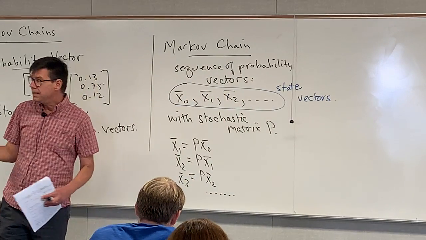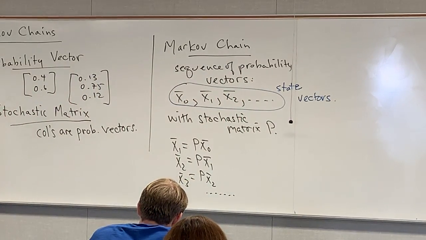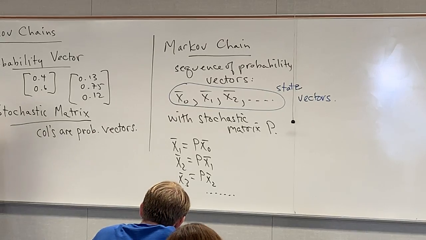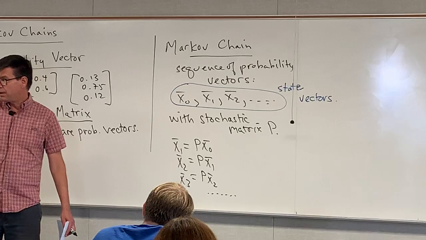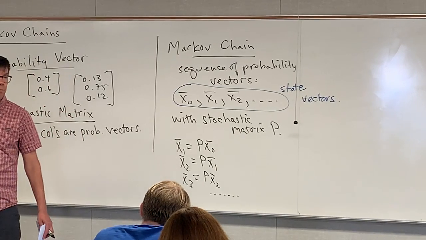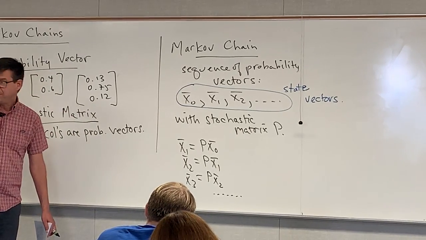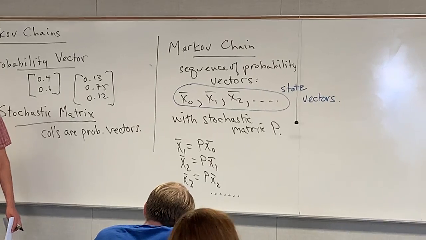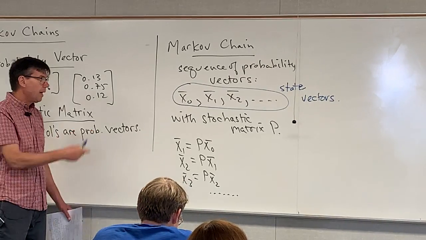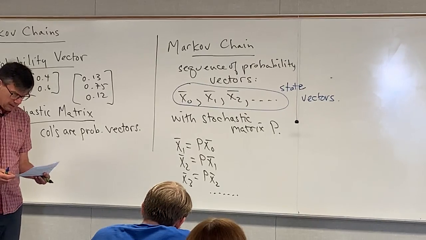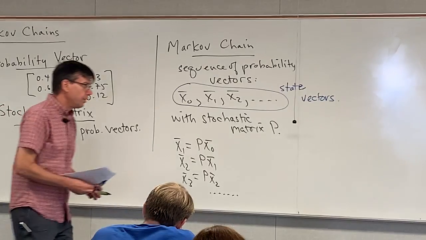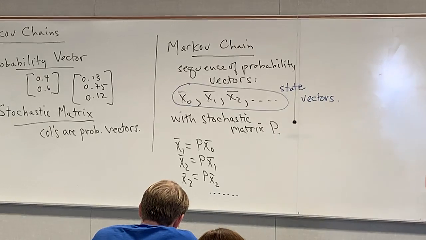I think the idea is that some system is changing as we move from x0 to x1 to x2. It's usually going to be time changing. So as we move through time, the x sub k is a measure of the state of something. Okay. And let's look at this example.